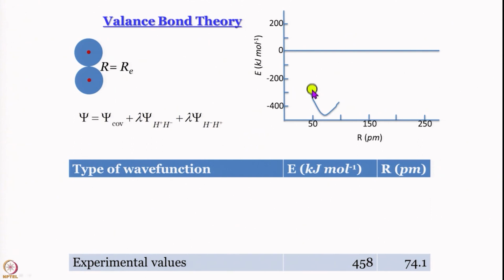What you see here, and I am not showing the entire curve, only near the equilibrium, because in experiment you cannot really get the entire thing. This is the kind of energy that you get using experiment, and the experiment gives you a stabilization energy of 458 kilojoule per mole, there is a minus sign, and the equilibrium bond length is 74.1.